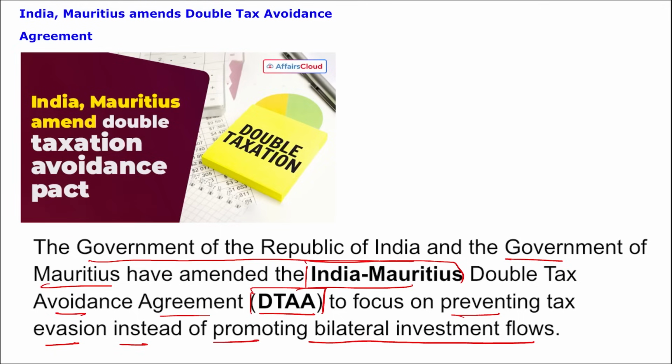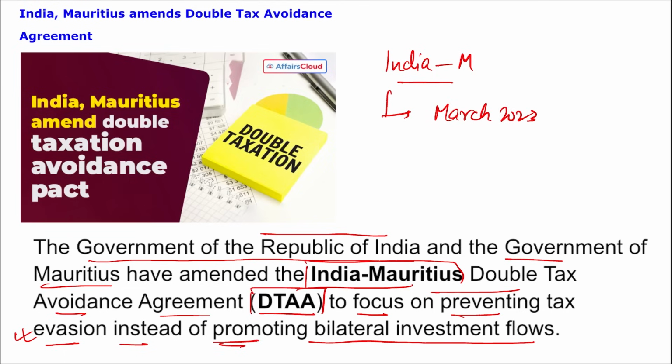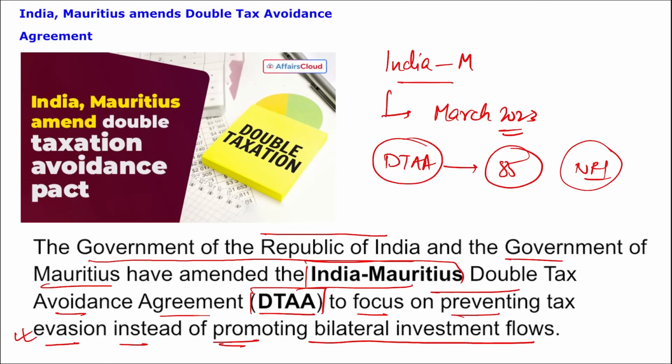Right? So coming back, it is the government of Republic of India and government of Mauritius. They have amended India-Mauritius double tax avoidance agreement to focus on preventing tax evasions instead of promoting bilateral investment flows. Right? And remember, India and Mauritius together signed the protocol to amend the India-Mauritius DTAA in March 2023, and India has signed this DTAA, double tax avoidance agreement, with almost 85 countries to safeguard the NRIs from double taxation.